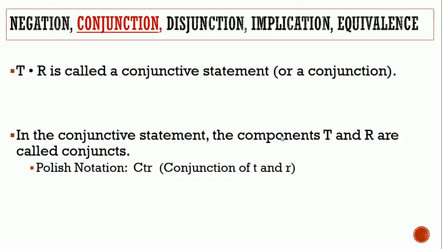T and R is called a conjunctive statement, or a conjunction. In the conjunctive statement, the components T and R are called conjuncts. So T is a conjunct, dot R is the other conjunct. Polish notation, we write this capital C, lowercase t, lowercase r, the conjunction of T and R.